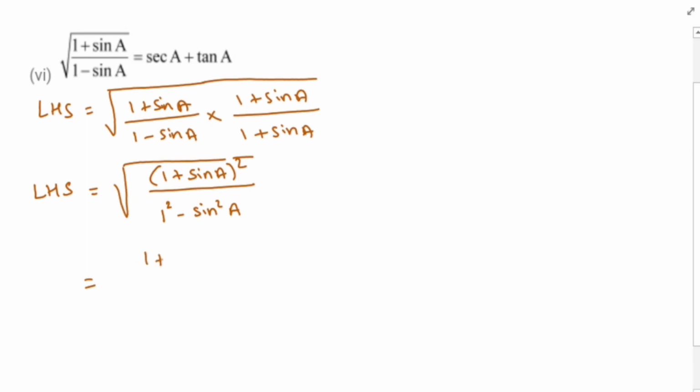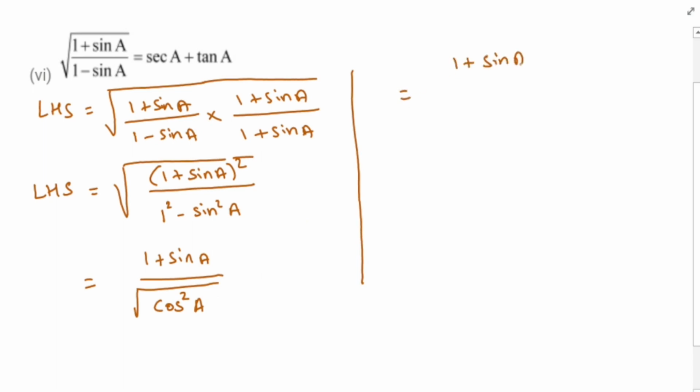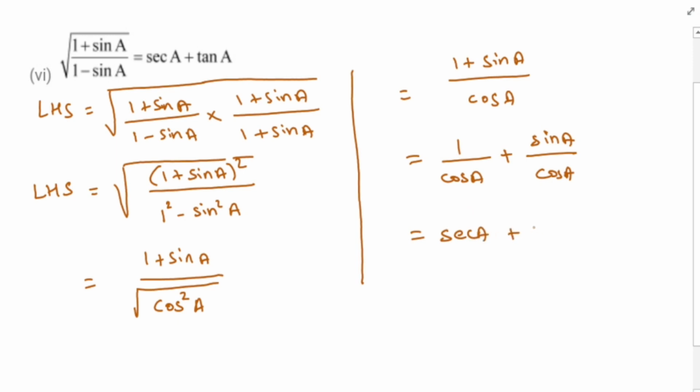Square root cancels with the square, we will get 1 plus sin A divided by the square root of 1 square minus sin square A. 1 square is 1, 1 minus sin square A is cos square A, square root of cos square A is cos A. So we get 1 plus sin A divided by cos A. Separate the denominator: 1 divided by cos A plus sin A divided by cos A. 1 divided by cos A is secant A, sin A divided by cos A is tan A, which is the RHS.